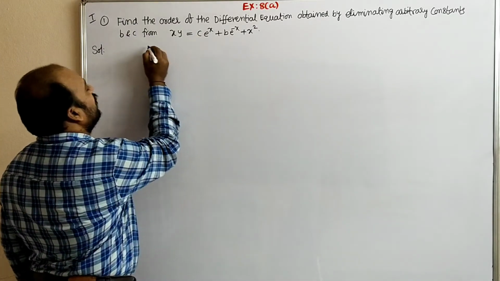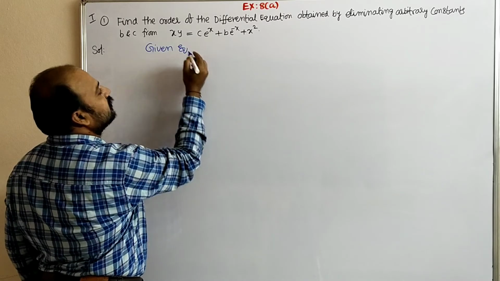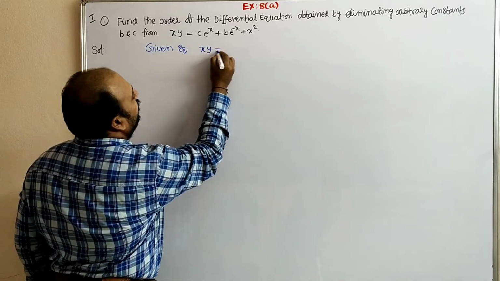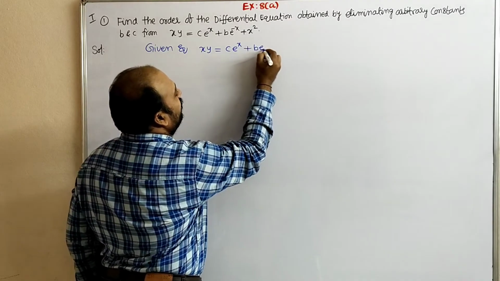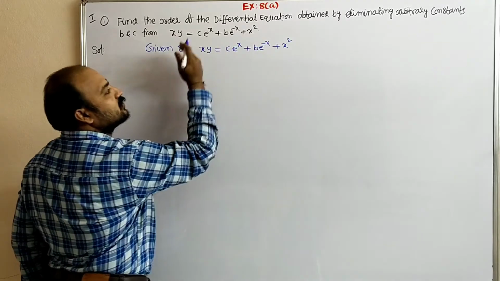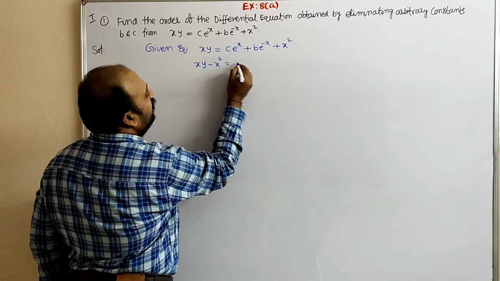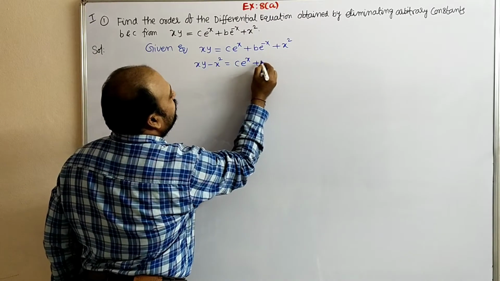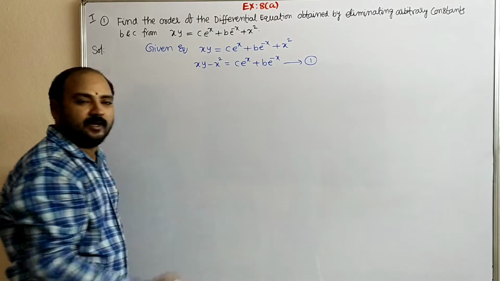So first, given equation xy equal to c e power x plus b e power minus x plus x square. After that, this x square you can take this side. Xy minus x square equal to c e power x plus b e power minus x. Put as equation number 1.